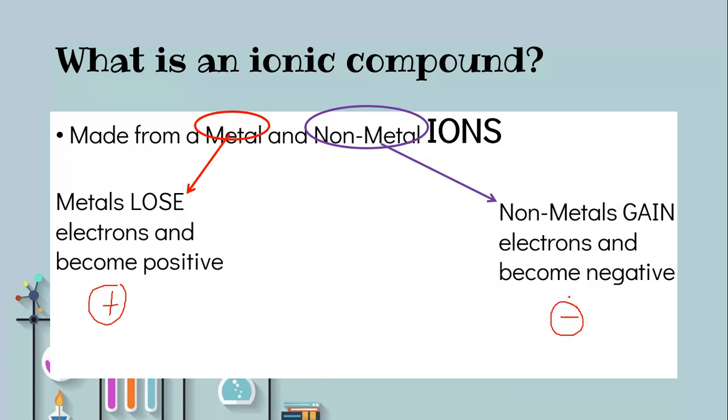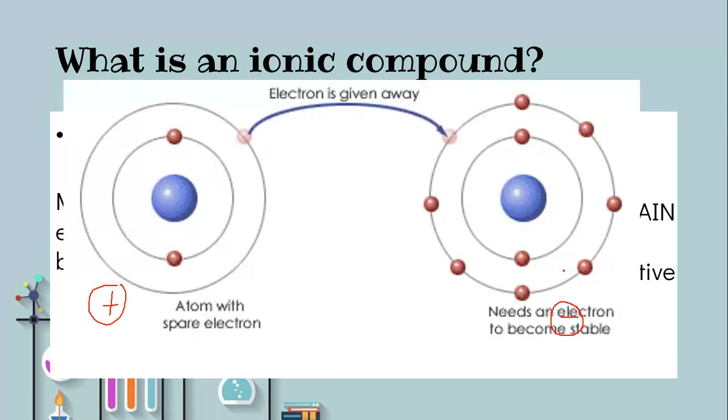Remember that an ionic compound is made from ions. And so this is an example here. So when this element here loses this electron going this way over here, it makes this overall element positive and our non-metal negative. And they attract to each other because opposites attract in something called an electrostatic attraction.